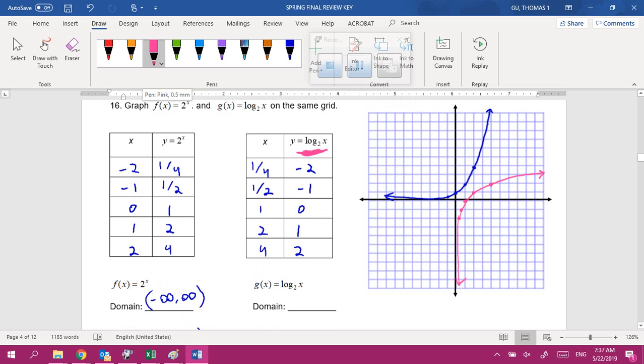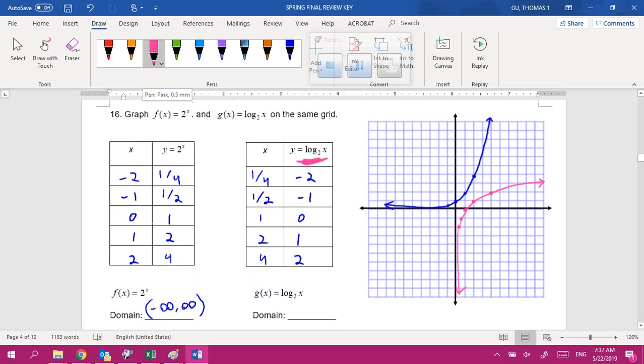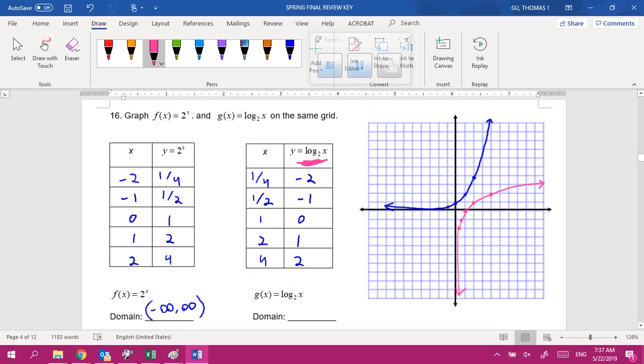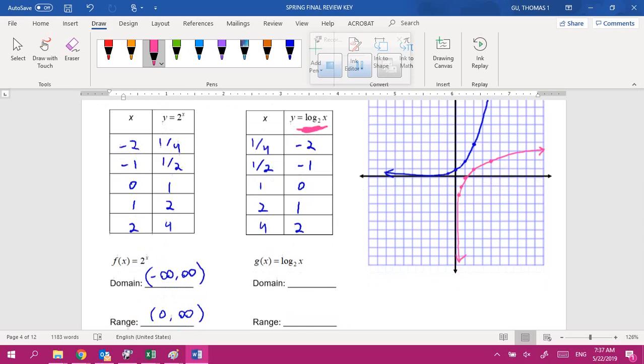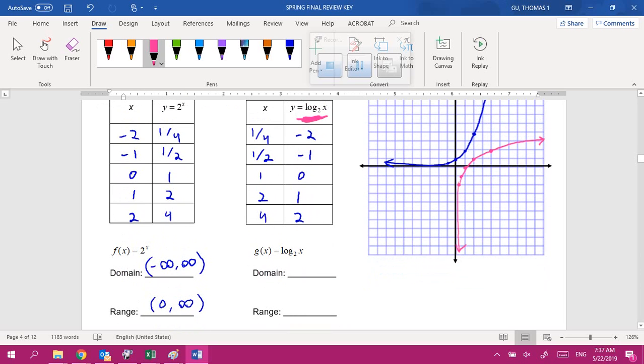So if you're able to get all the attributes for your exponential graph, you don't really need to do any work to find the domain or range because it's the inverse. What did I do with the x's and the y's? I switched them, right? So that means all I have to do to find the domain and range for my logarithmic is switch my domain and range. So what is my domain here? 0 to infinity. Yeah, 0 to infinity, and then what would my range be?